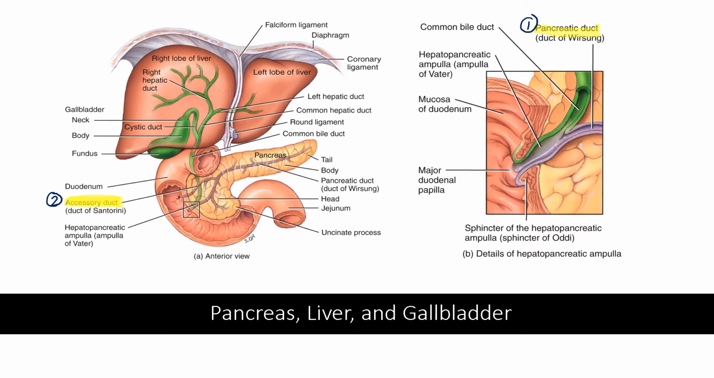Now, the pancreatic duct is the larger of the two ducts, and it will join with the common bile duct from the liver and gallbladder, and will enter the duodenum as a dilated common duct known as the hepatopancreatic ampulla.